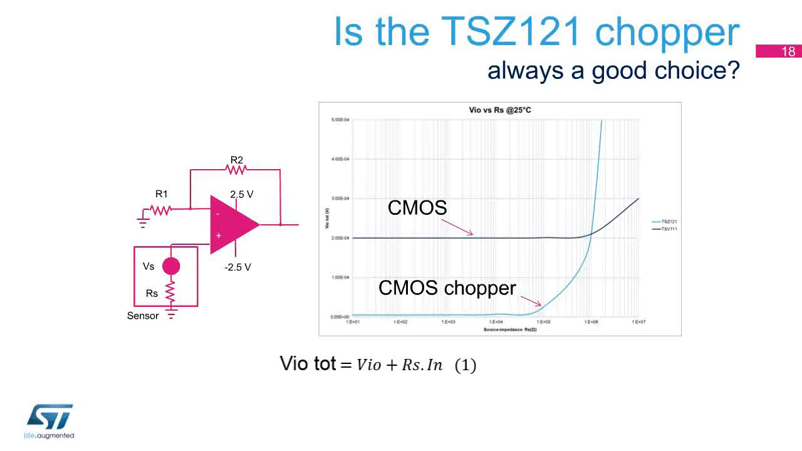If these op-amps are used to interface a sensor with certain source impedance, or RS, the resulting offset is given by equation 1. Although the offset performance of a chopper op-amp is better than the rest of the competition across a wide range of impedances, it can be seen that its offset performance starts to degrade rapidly when the source impedance, RS, exceeds a threshold given by equation 2. We can clearly see that if the sensor used has an impedance higher than 1 megaohm, it is better to choose the TSV711 rather than the TSZ121.